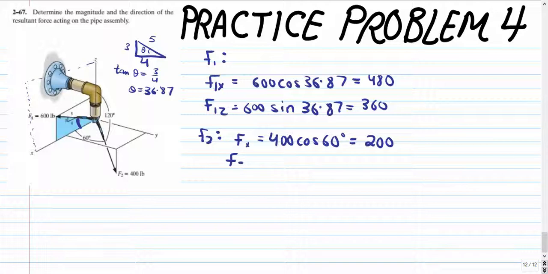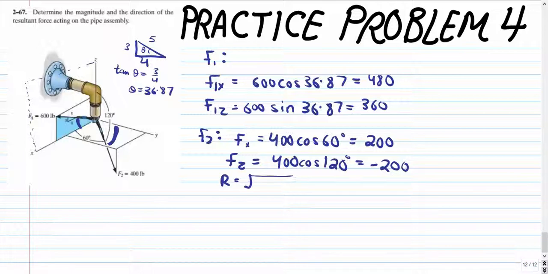Its component along the z-axis is going to be equal to 400 cos of 120 degrees. And this is equal to negative 200. Notice that the negative sign makes sense because the force F2 is directed towards the negative z direction. Lastly, we need to find the component along the y-axis, but since we don't have this angle, we will use the resultant force formula to find its component along the y-axis.